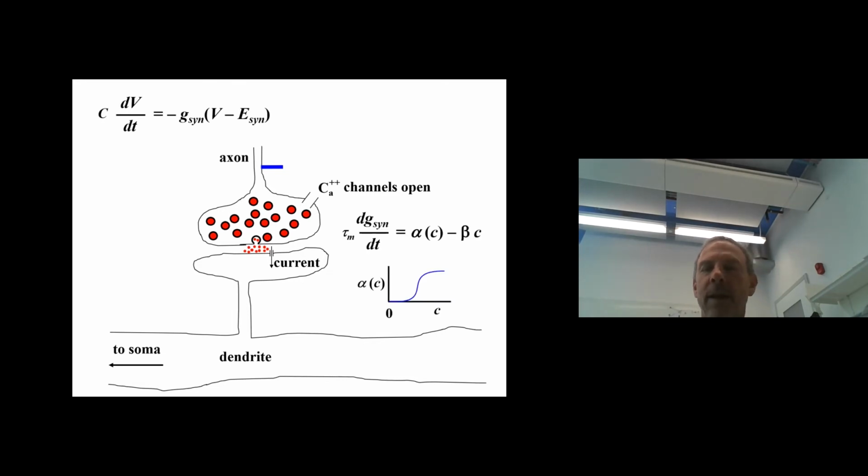But the point is that the conductance is now, instead of voltage dependent, a function of concentration. So as the concentration goes up, the synaptic conductance goes up and current flows. But it's the same idea, right? It's always V minus E something, and then some conductance changes.